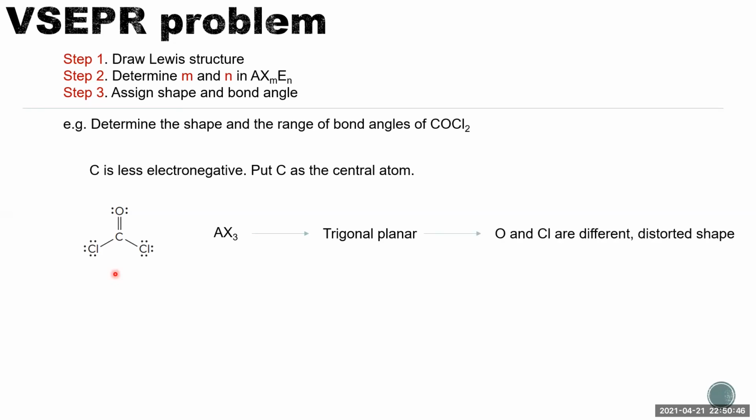And because it's a distorted trigonal planar shape and we have different types of atoms, we can say the bond angle does not equal 120 degrees. Whether it's smaller or larger, we cannot determine at this point. We can guess, but not determine.